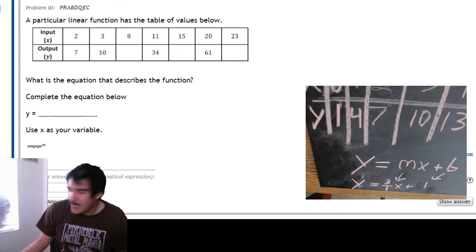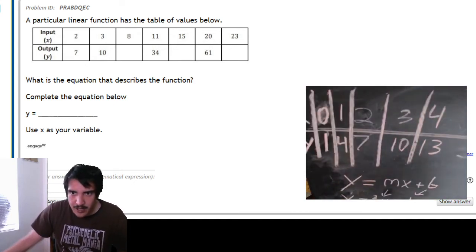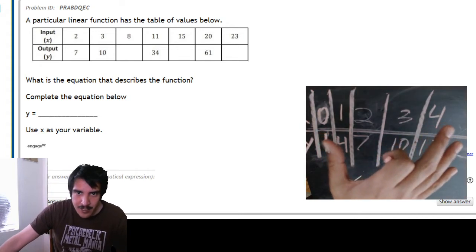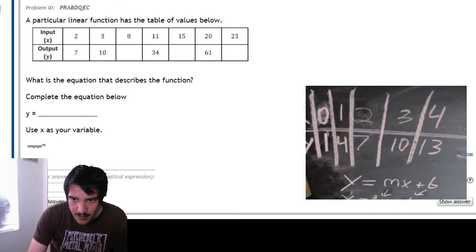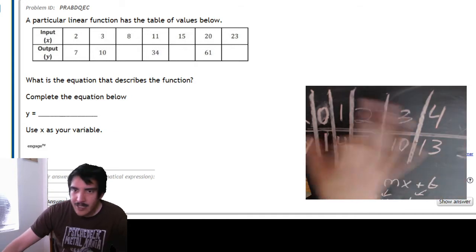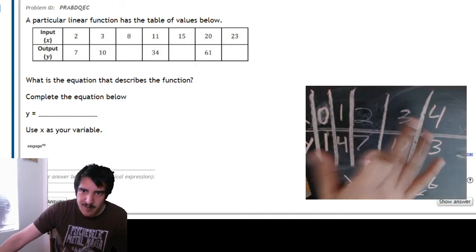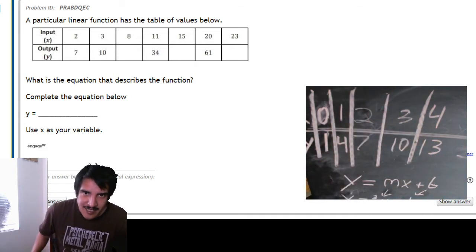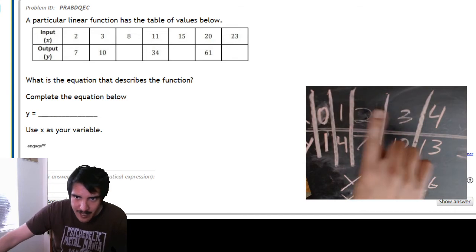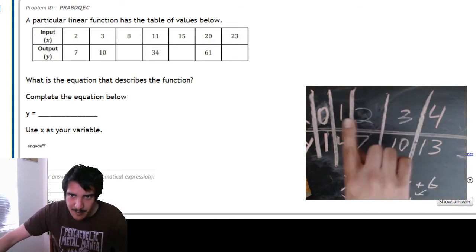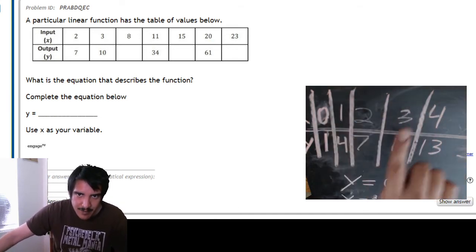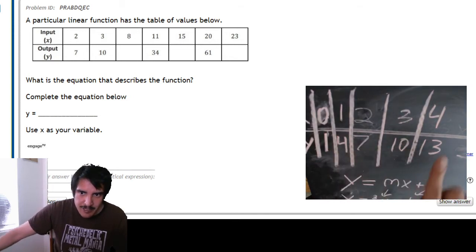So all I did was I took a look at my table of values, which is the one you have in your problem. And then I filled in a couple of blanks just based off the pattern that already exists. So between 2 and 3, I counted by ones, so I just kept counting by ones on the rest of them. And then I kept counting by threes over here.